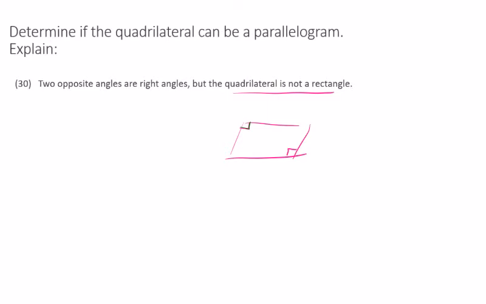So in other words, these would not be congruent. They would just be some random value. Okay. All right. So this cannot be a parallelogram because if it were, it would have to be a rectangle, right? By these criteria.